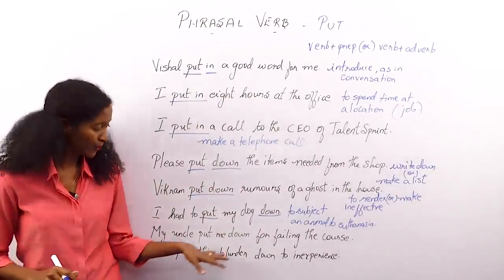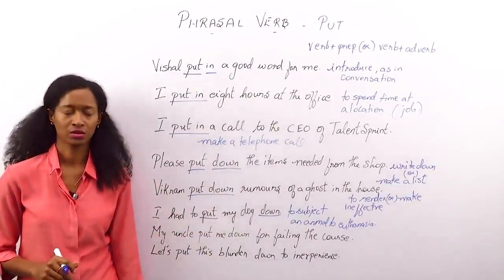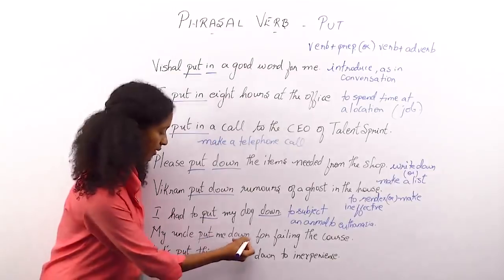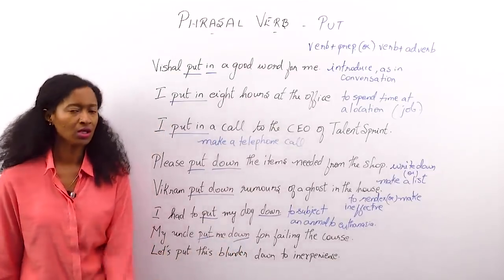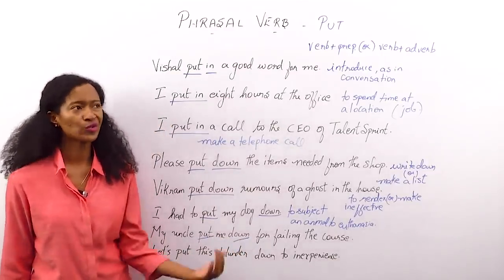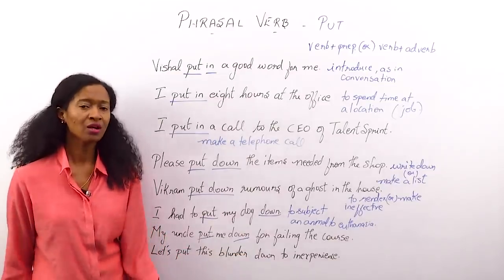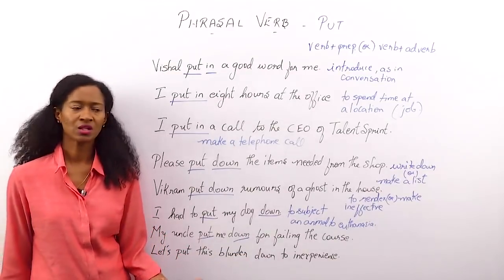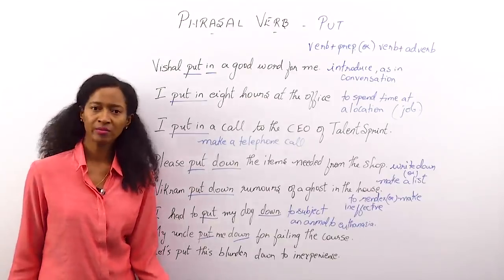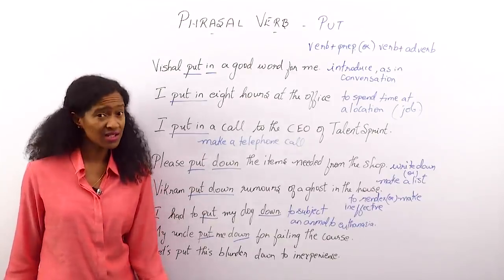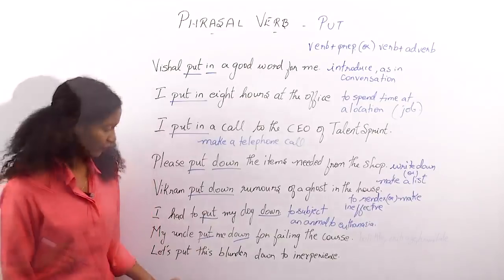My uncle put me down for failing the course. Again, separated by the object me, put down. My uncle put me down for failing the course. So the context is negative, so it cannot be a positive meaning. So obviously it means either he humiliated me, he belittled me, or he criticized me. Yeah, it could be anything.